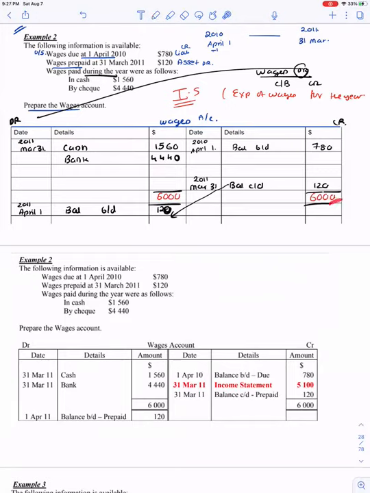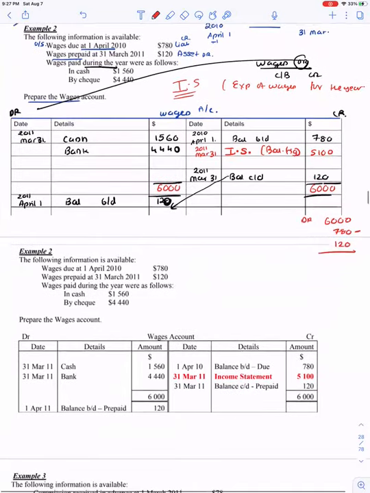From 6,000, you will subtract 780 and you would also subtract 120. From the 6,000, that is the debit balance, you would subtract the 780 and you would also subtract the 120. So you get 5,100. This is nothing but the wages for the year transferred to the income statement, and this is your balancing figure. Okay, so you should also know when you're preparing this account, what are you supposed to find out?